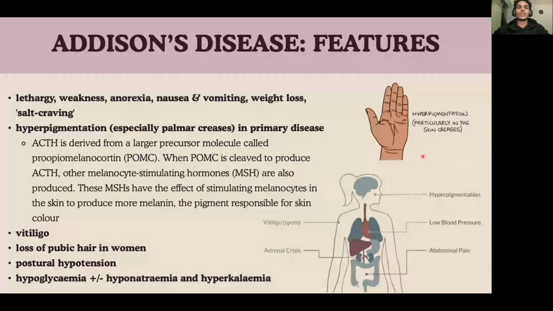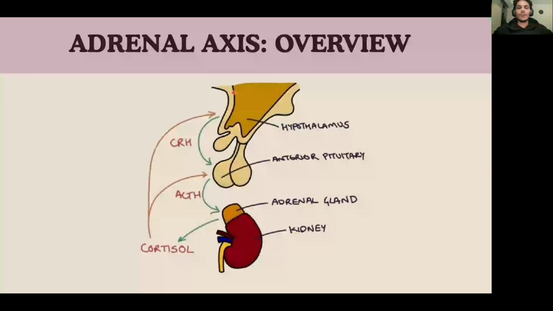So the main thing you need to remember is over here you see POMC. You cleave POMC to produce ACTH. So it has ACTH here and it has melanocyte stimulating hormone, or MSH, and this is what is causing the hyperpigmentation. But why is this happening only in Addison's and not all the time would be the question that you need to be asking, right?